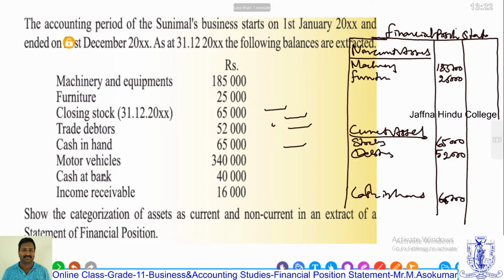Motor vehicle 340,000. That is considered a non-current asset. Motor vehicle, rupees 340,000.